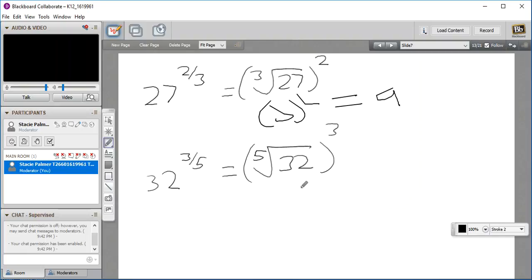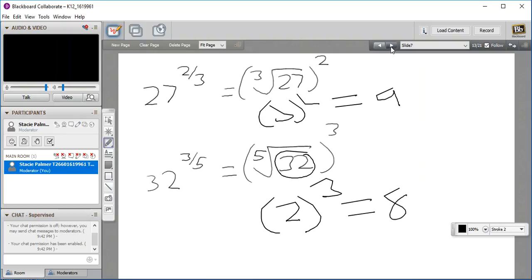Okay, let's look at this next one, 32 to the 3/5 power. Notice this gets written as the root of 5. So the 5th root of 32 raised to the 3rd power. So what do we multiply by itself 5 times to get to 32? And that would be a 2. Okay, so inside of our fraction, that becomes a 2. And then 2 raised to the 3rd power, 2 times 2 times 2 is 8.